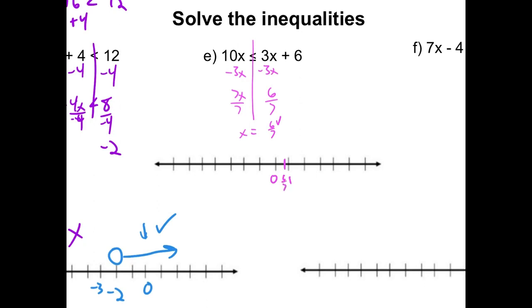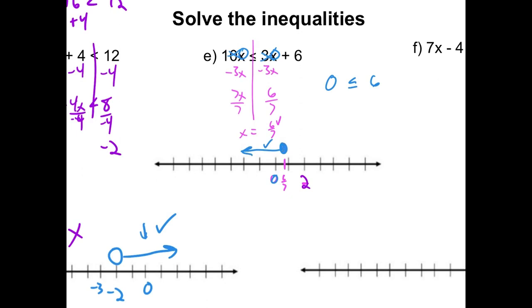And good news, I can check numbers on each side of those. If one kind of freaks you out, feel free to try 2 as well. So let's try 2 and let's try 0. And let's see which one makes sense here. So if I plug in 0, now I'm plugging in for all my x's. So all this stuff will cancel down to be 0. So I'm left with 0 is less than or equal to 6. Well, that sure does seem to work. So it seems like I'm going to go this way. And I've got a closed dot there.